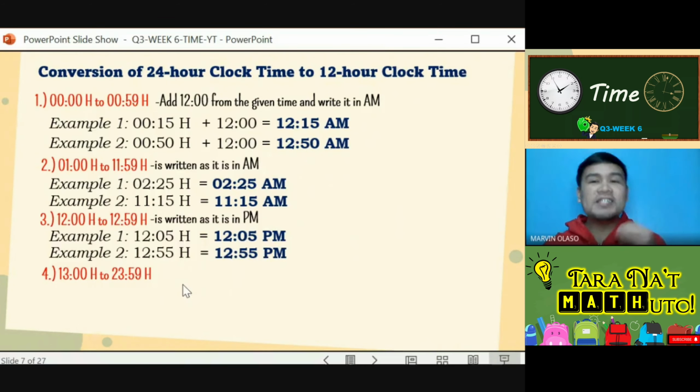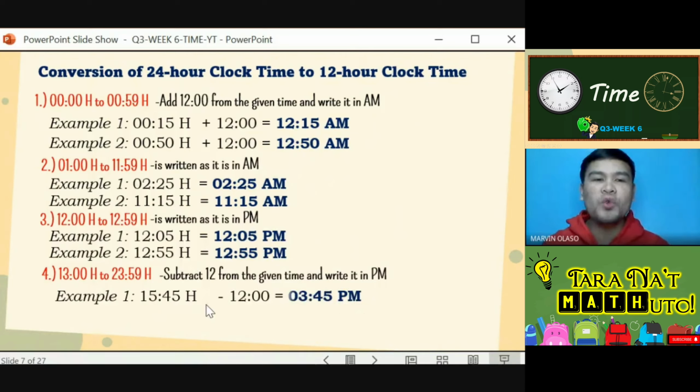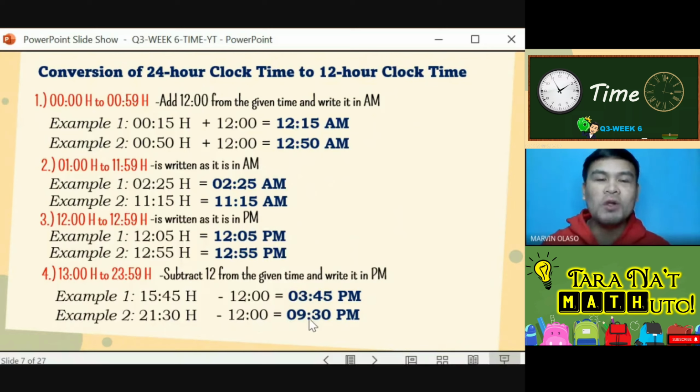Okay, next. Starting naman from 1,300 hours to 2,359 hours, you will subtract 12 from the given time and write it in PM. Ayan, example. 1,545 hours minus 12 is equal to 3:45 PM. Example number 2, 2,130 hours, just subtract 1,200 hours is equal to 9:30 PM.